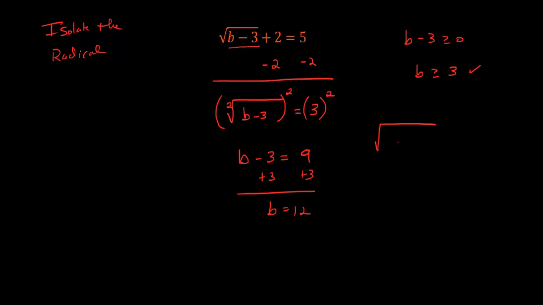So I'm going to get the square root of 12 minus 3, still plus 2. The square root of 12 minus 3 is going to be the square root of 9 plus 2. Square root of 9 is 3. 3 plus 2 is equal to 5, and that's what we suspected our final solution to be.